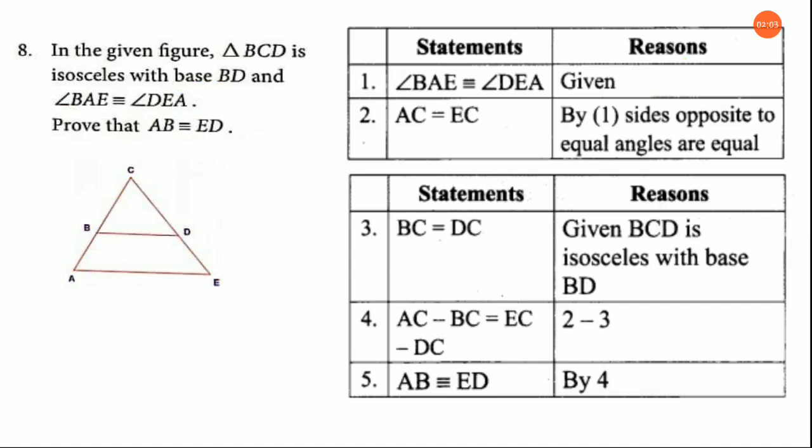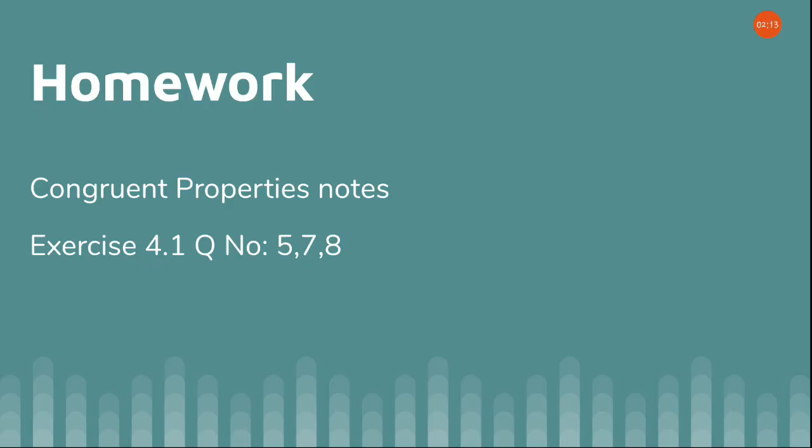Hope you can understand. For this type of sum you have to use the hints that they have given you, and using those hints only you are going to solve it further. Okay, and for homework you are going to write the congruent property, just the heading and the diagram, and these three sums, that is 5, 7 and 8 sums we have solved in class, you are going to write it down in classwork as well.